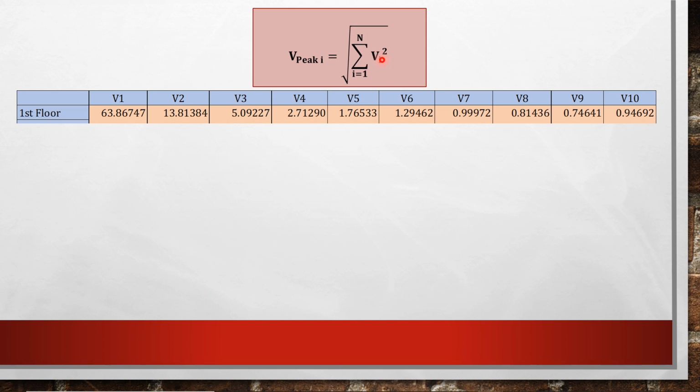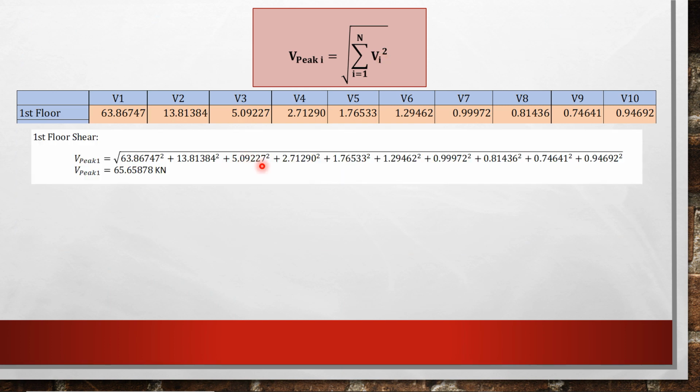So, ito yun. First floor shear. Peak story shear is equal to the square root of 63.86747 squared. Sabi niya kanina dito, squared, no? Kailangan natin squared. Plus 13.81384 squared. For third mode, 5.092227 squared. Plus fourth mode, 2.71290 squared. Then so on and so forth. So, square root natin yung value niyan. Makukuha natin yung peak story shear na V peak 1 is equal to 65.65878 kilonewton.